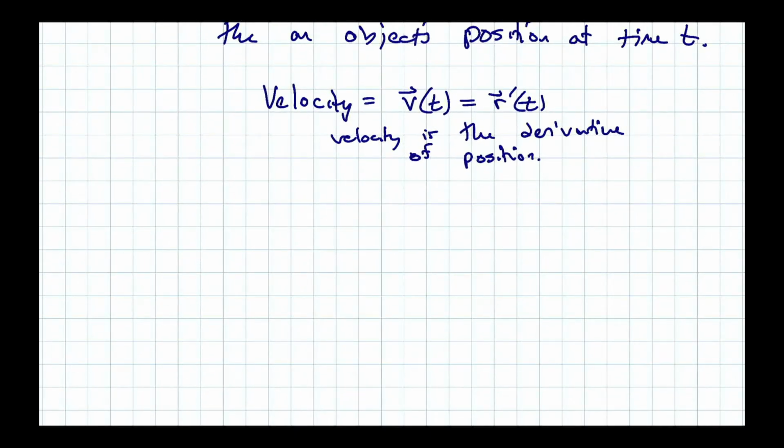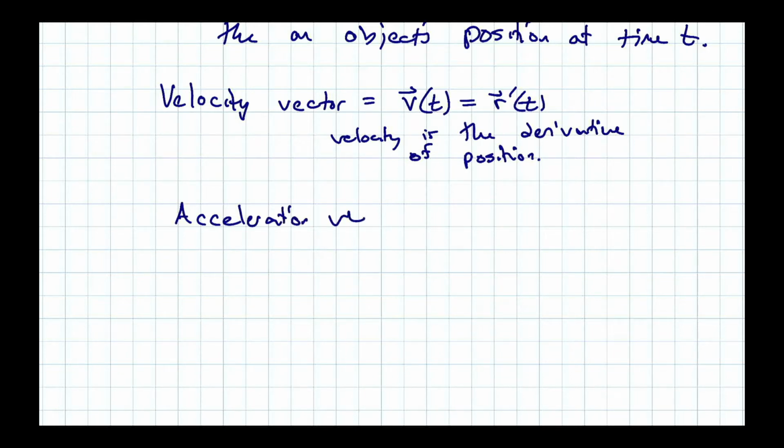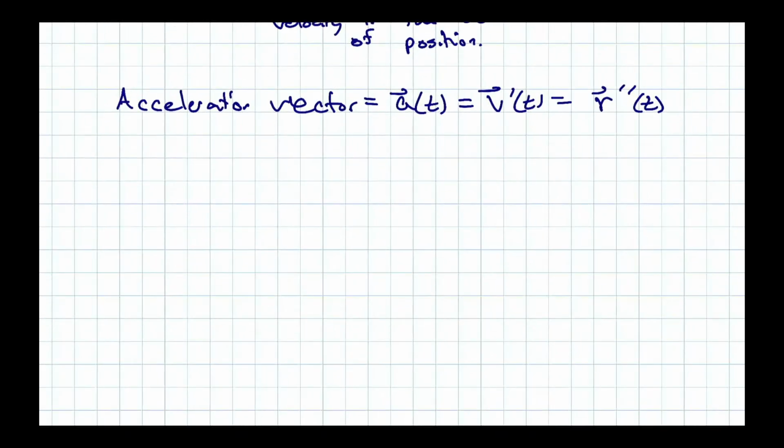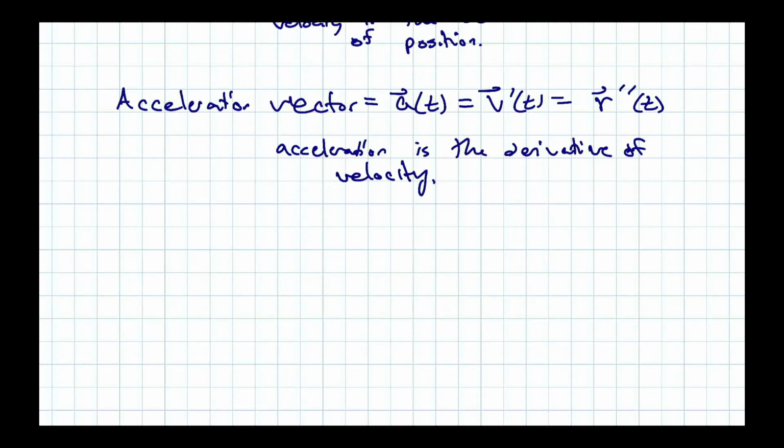Then we're going to define the acceleration vector. I should maybe back up so I can call it the velocity vector. And the acceleration vector is going to be a of t, again with a vector symbol over it. That's going to be the derivative of velocity, which is the second derivative of position, right? So the derivative of the derivative of the position. Acceleration is the derivative of velocity. That again matches what you know from calculus 1.